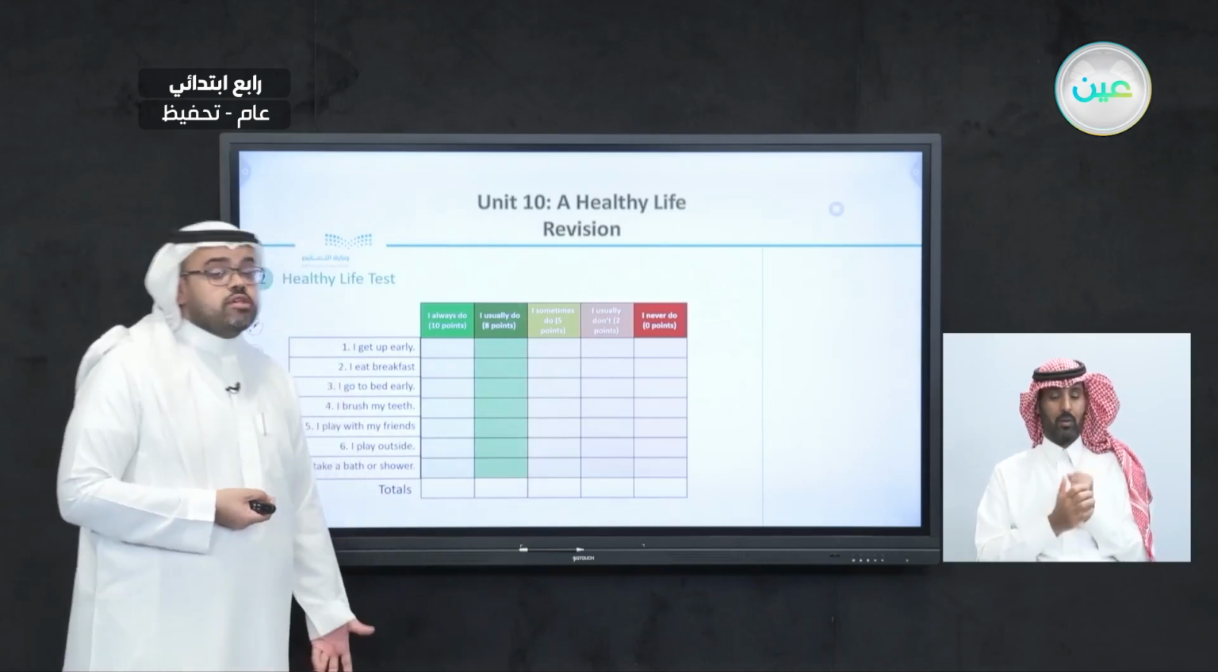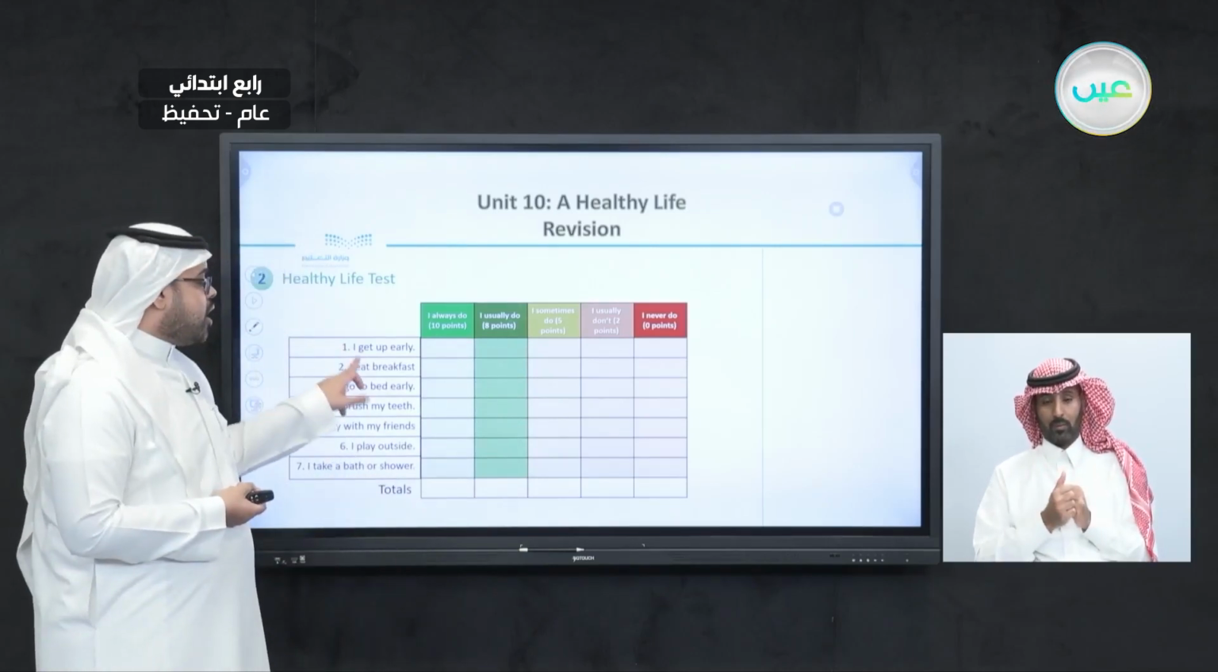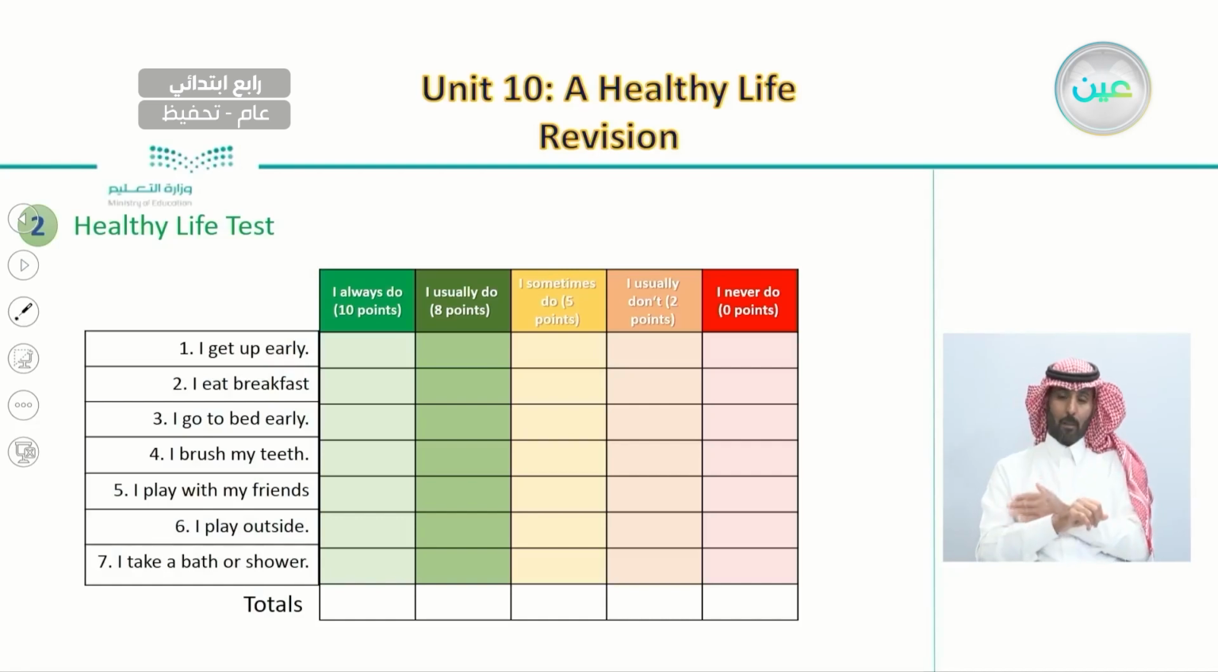For example, one activity is, I got up early. If you do this every day, then you will have 10 points. If you do it usually, then you'll have 5 points. If you never do it, then you will have 0 points. And the same goes for the rest: I eat breakfast, I go to bed early, I brush my teeth, I play with my friends, I play outside, and I take a bath or shower.